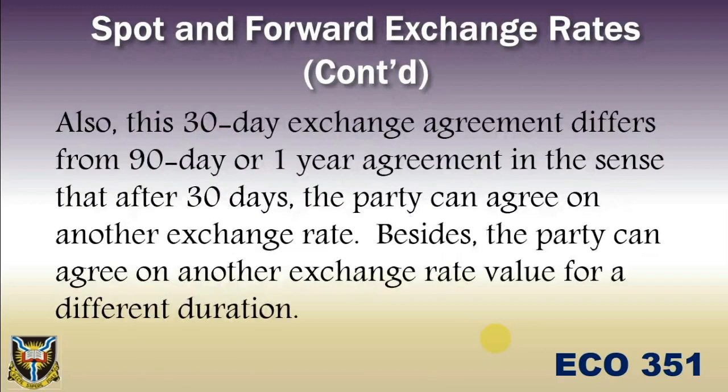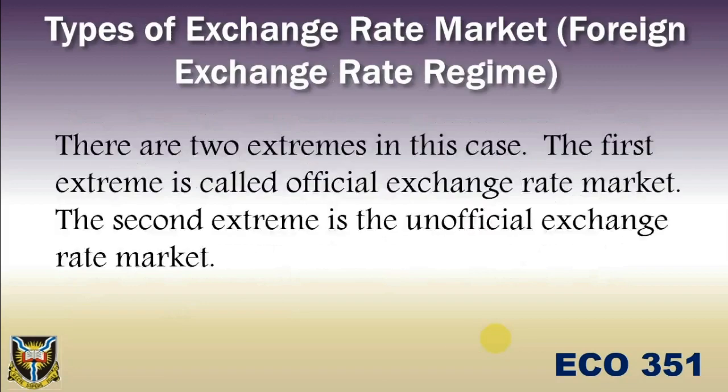Also, this 30-day exchange agreement differs from a 90-day or 1-year agreement in the sense that after 30 days, the parties can agree on another exchange rate. Besides, the parties can agree on another exchange rate value for a different duration. In particular, when an American agrees to sell dollars for naira on a future date at a forward rate agreed today, the American has sold dollars forward and bought naira forward.